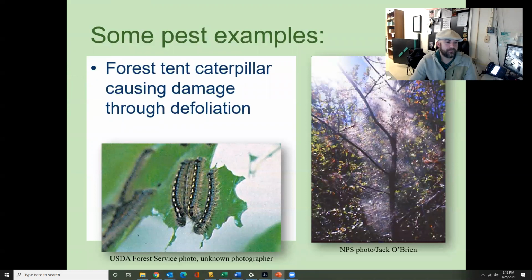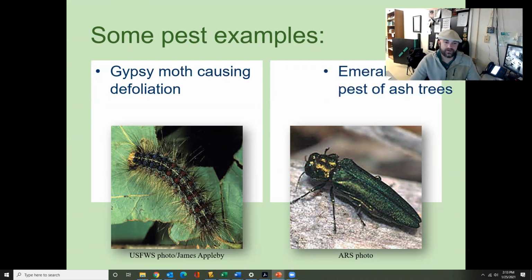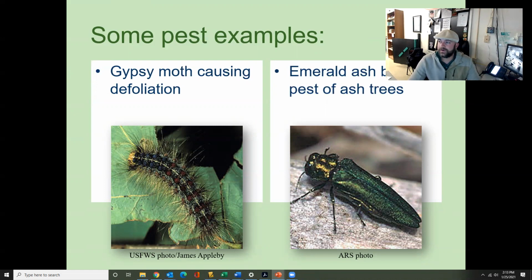The forest tent caterpillar causes damage through defoliation. They eat up all the leaves. The gypsy moth also eats up all the leaves, and if a tree doesn't have leaves in the growing times of the year, it will die off. Then the emerald ash borer, which just decimates ash trees. It'll attack some other types too, but typically they'd like to stay in the ashes.